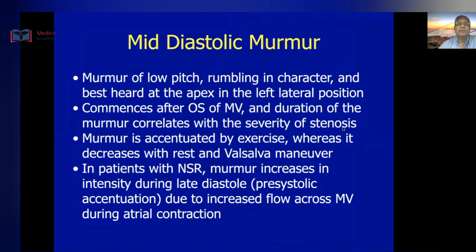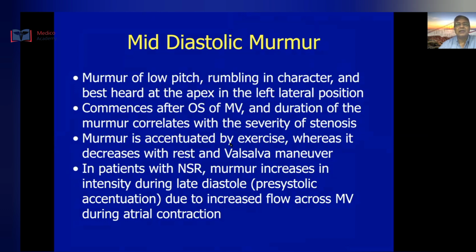The mid-diastolic murmur is low-pitched, rumbling in character, and it is best heard at the apex in the left lateral position. This murmur commences after the opening snap of the mitral valve, and the duration of the murmur correlates with the severity of the stenosis.